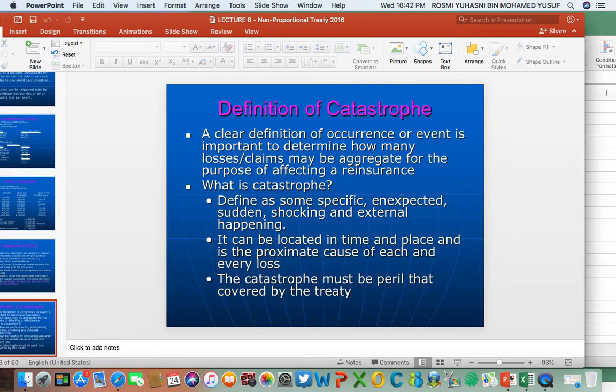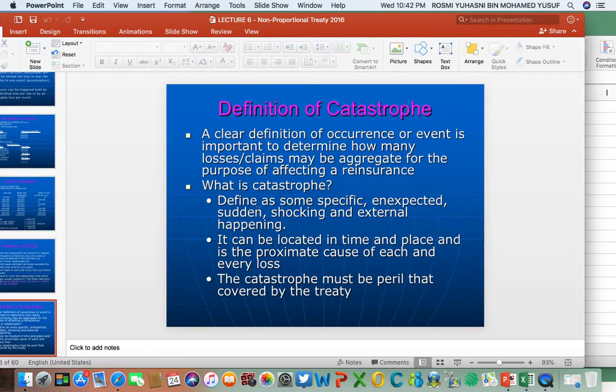Unexpected. Okay. The second characteristic of catastrophe is the event must be unexpected. So that is the basic of insurance, because insurance will not cover an event which is expected. It must be unintentional or unexpected, something which you cannot forecast, an event which you cannot predict. If you can predict that, for example, tomorrow there's going to be flood, and flood really does happen, that is not catastrophic because you predicted flood will happen. For a catastrophic loss to be covered by this treaty, the event must be unexpected.